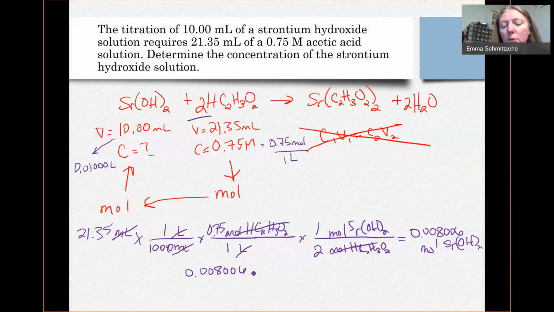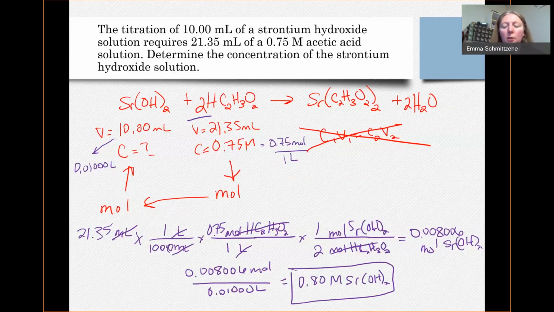So 0.008006 moles divided by 0.01000 liters. That's going to give me my concentration of strontium hydroxide that was reacted. I've got 0.01. Okay. I guess I could have done that in my head. And so I need 2 sig figs, so it's 0.80 molar strontium hydroxide. Okay.